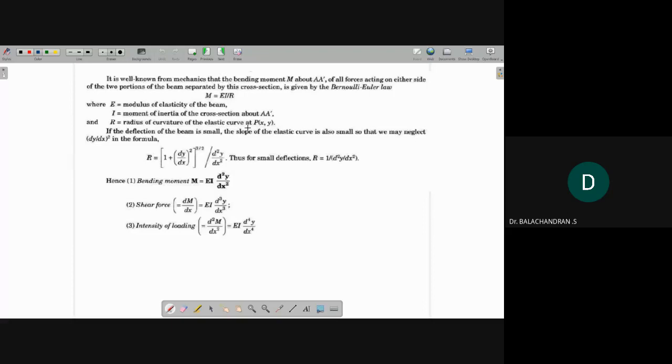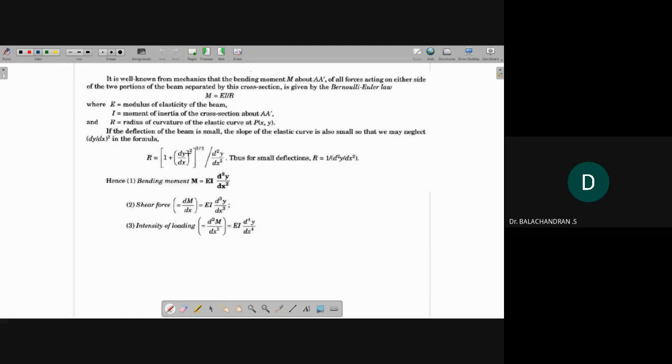Okay, if the deflection of the beam is small, okay, the slope of the elastic curve is also small, so that we may neglect y dash whole square, that is dy by dx whole square in the formula. So you know the radius of curvature equal to 1 plus y dash square whole power 3 by 2 divided by y double dash. So in this formula, you can neglect dy by dx whole square, because if the deflection of the beam is small, the slope of the elastic curve is also small. So that's why I will neglect this one.